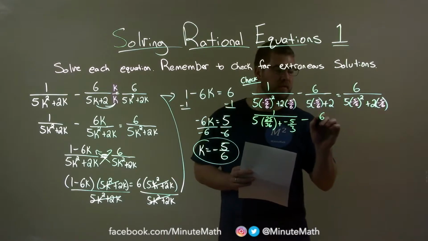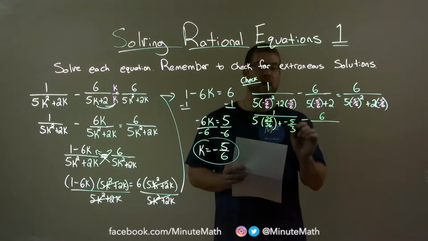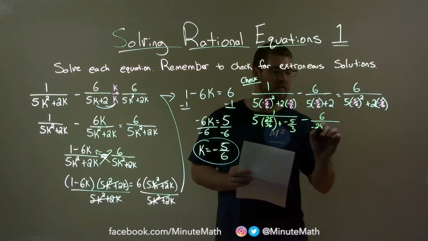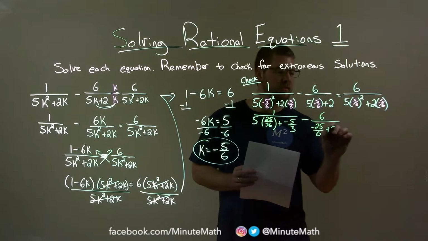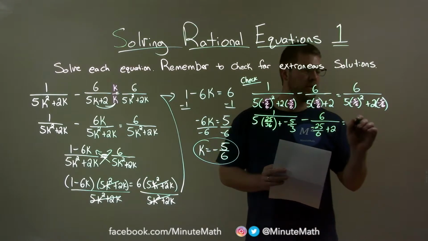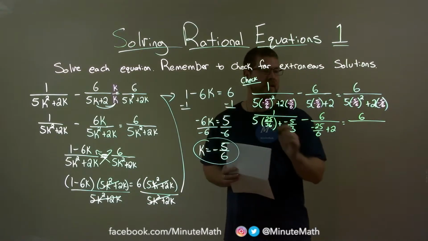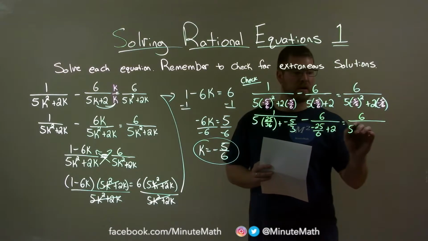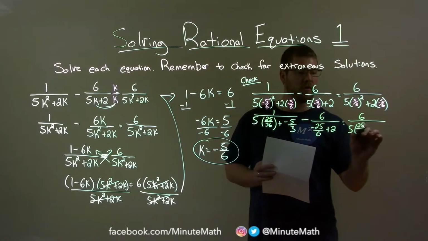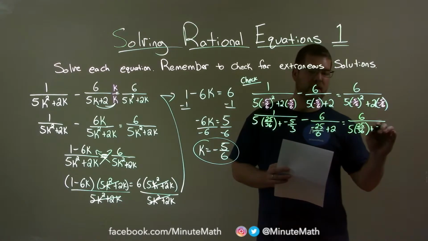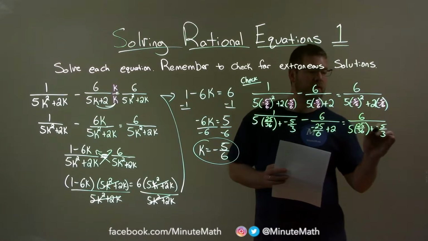Minus 6 over 5 times 25 over 36, but it's negative, so we have a negative 25 over 6 plus 2, equals all the way to the right, 6 over, well, again, same thing as we did here, right? 5 times 25 over 36 plus, and then we found it was negative 5 thirds.